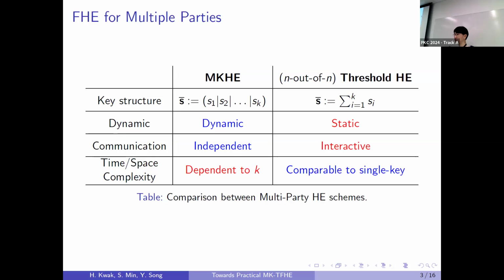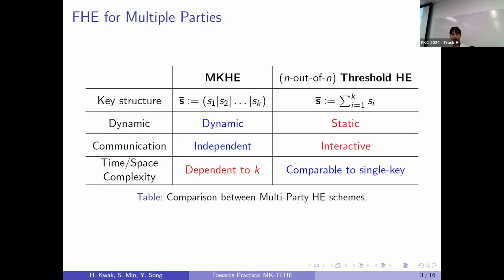Usually FHE is used for a two-party setting, the key owner and the evaluator, but it can be extended to a multiple-party setting. So there are two types of multiple-party FHE, namely multi-key HE and threshold HE. Multi-key HE has a key structure of the concatenation of its party secret keys, and threshold HE has the key structure of the summation of each party secret key. So those two types have their own pros and cons.